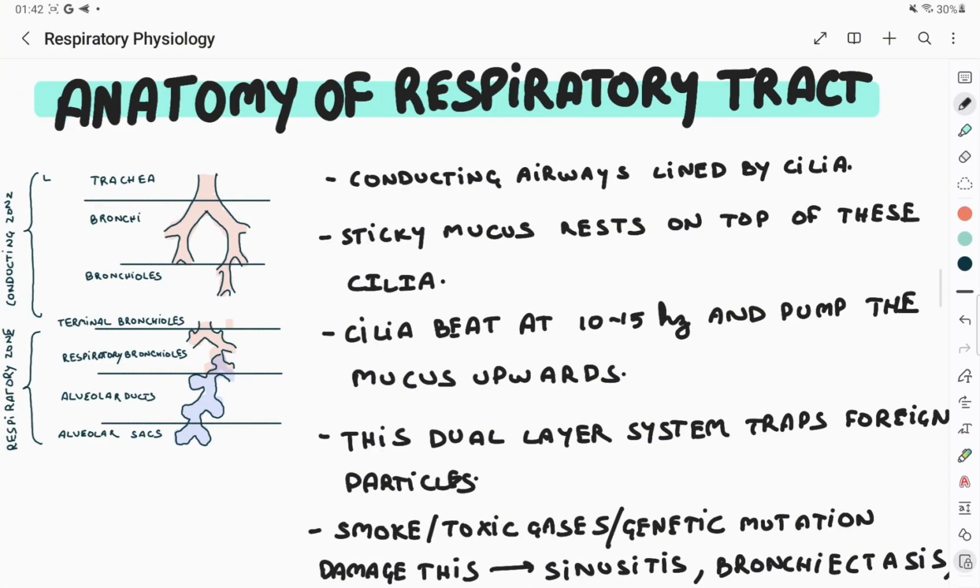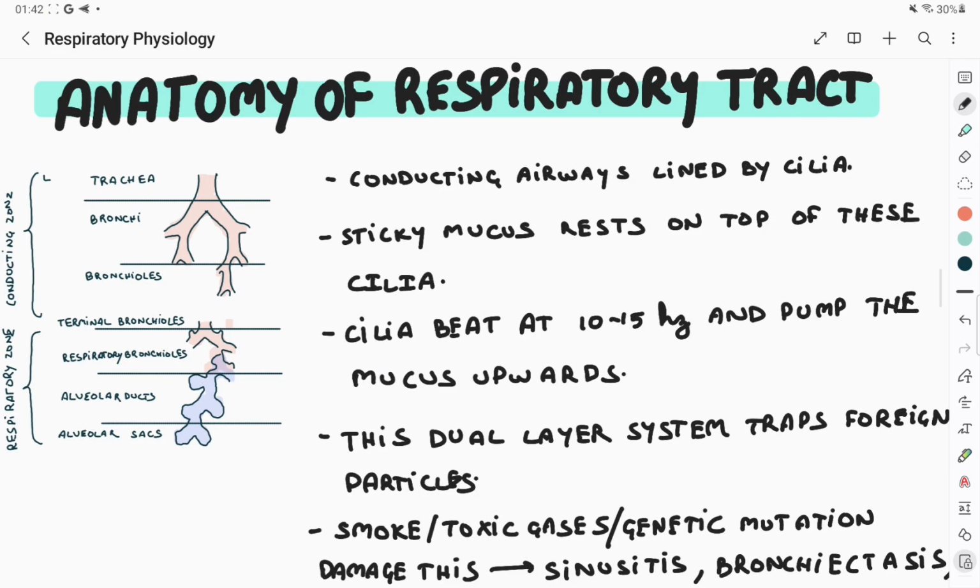Now let's apply this knowledge clinically. The conducting airways are lined by cilia. A sticky layer of mucus rests on top of these cilia. Cilia beat at a frequency of 10 to 15 Hz and pump the mucus upwards. This two-layer system traps foreign particles and pumps them away from the lungs.